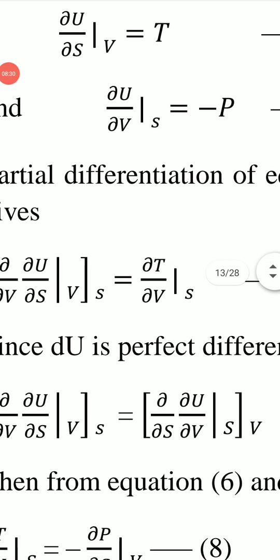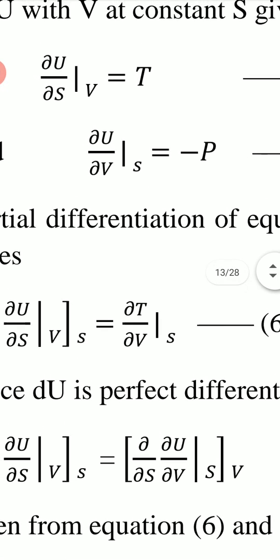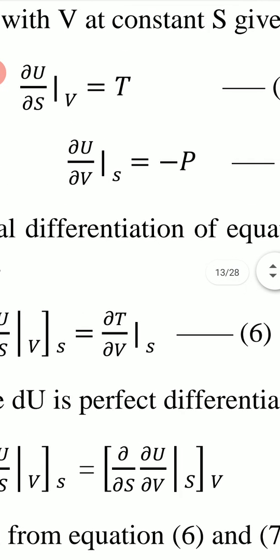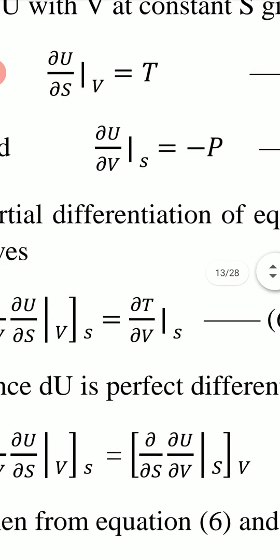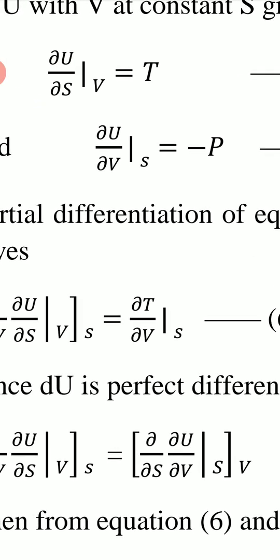So we write this second equation, ∂U/∂V equal to minus P, and it is for constant S. So we find these two equations, 4 and 5. ∂U/∂S at constant V equal to T, and ∂U/∂V at constant S equal to minus P. First one is partial differentiation with respect to S, V is constant, and in second we have partial differentiation with respect to V and S is constant.